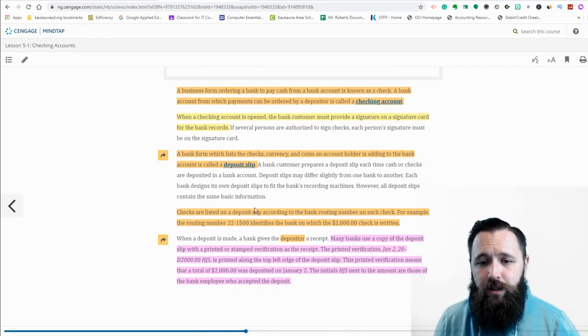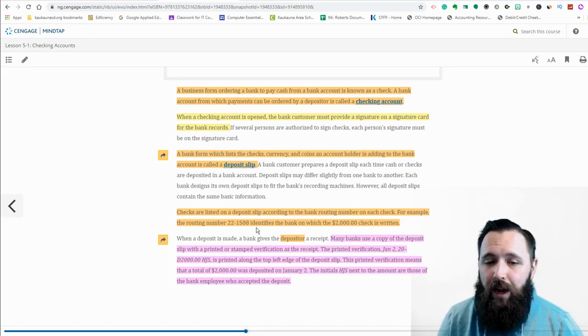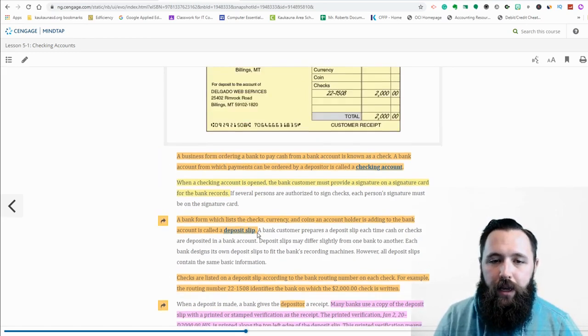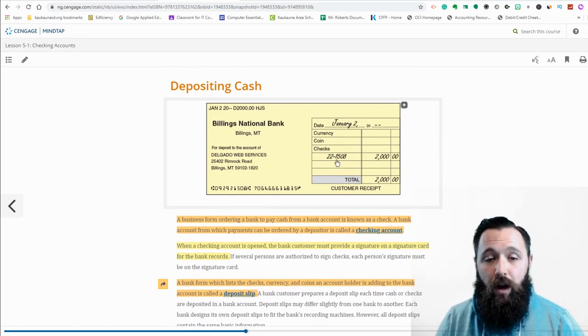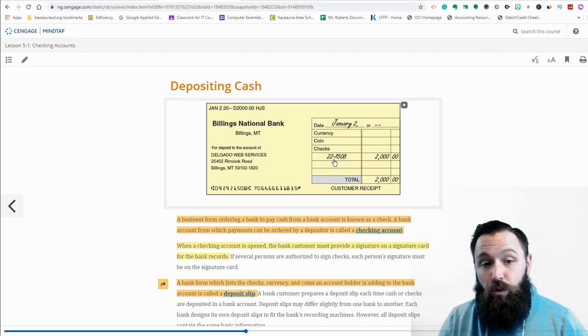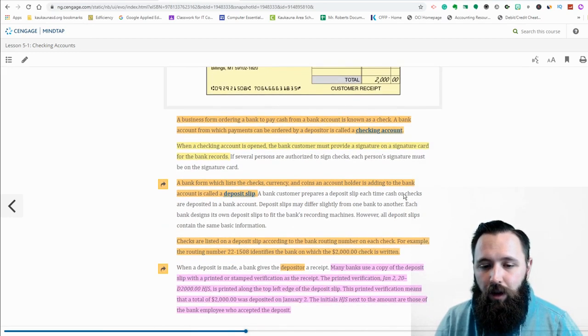And if you look here, it says checks are listed on a deposit slip according to the bank routing number on each. So the bank routing number is an identification number of that actual bank. And you can see here that on our deposit sheet, we're going to put in the check here, the check's routing number. And this means that we have $2,000 that's actually going to be deposited into our checking account.